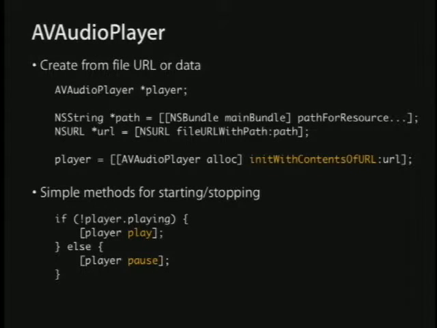Here's an example. So if I have a path in my bundle that's, let's say, a piece of music, I call pathForResource. I turn that into a URL, stuff we've seen before. But when I want to initialize the player, I allocate and then initWithContentsOfURL, and I have an AVAudioPlayer. Now I can start playback. I can pause playback. I can change the current time of playback, and we'll see a demo of this in a moment.